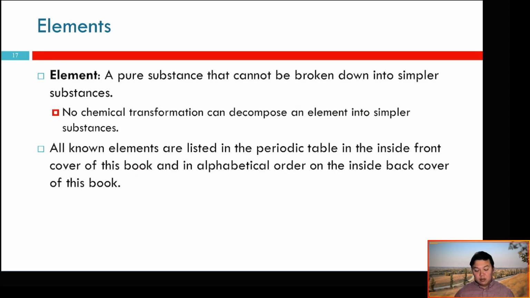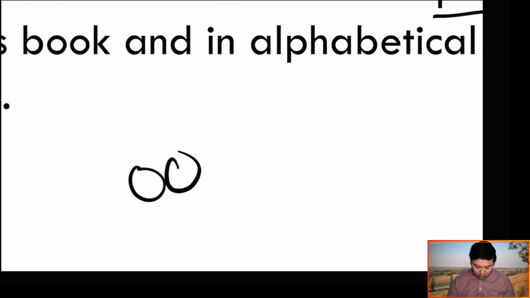When we talk about elements, the most obvious place is the periodic table. It's the periodic table of the elements. And so pure substances cannot be broken down into simpler substances. There's no chemical transformation that can decompose an element into simpler substances. So like pure oxygen, right? It's only oxygen atoms.